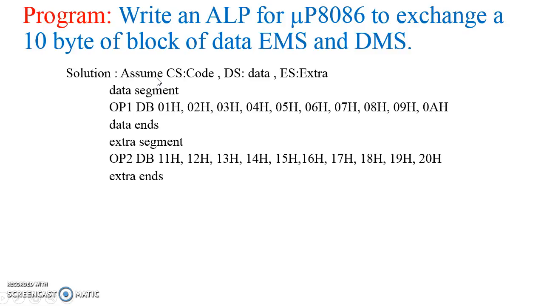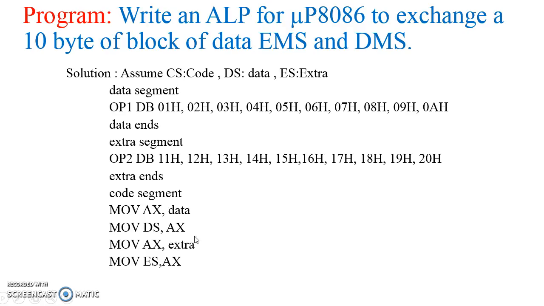So the first statement we have written is ASSUME CS as code, DS as data and ES as extra. So these are the data segment blocks and this is the extra segment block in which we have stored some elements into the data memory segment and extra memory segment. Now we will write a code in the code memory segment.